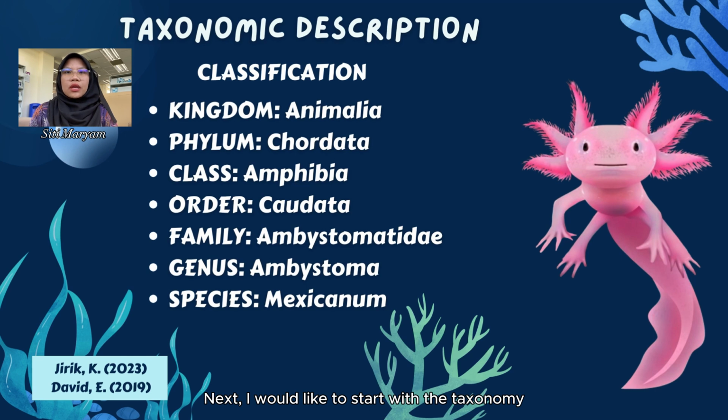Next, I would like to start with the taxonomy description of Ambystoma mexicanum. There are 7 classifications. First, kingdom, which is Animalia. Second, phylum is Chordata. Third, class is Amphibia. Fourth, order is Caudata. Next, family is Ambystomatidae. Also, genus is Ambystoma. Lastly, species is mexicanum.